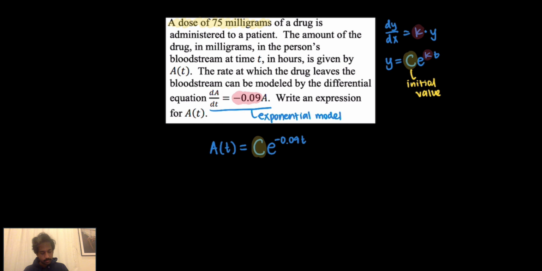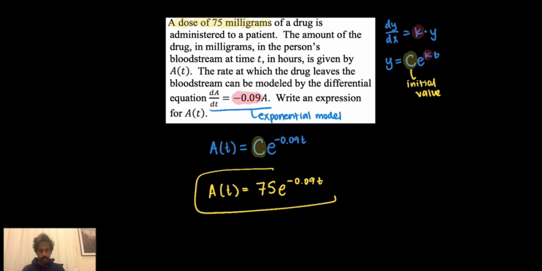And so in the end, we'll get a function, I'll write it all in yellow, A of t equals 75 times e to the power of negative 0.09t. And here we are given a function to find the amount of drug in the bloodstream.